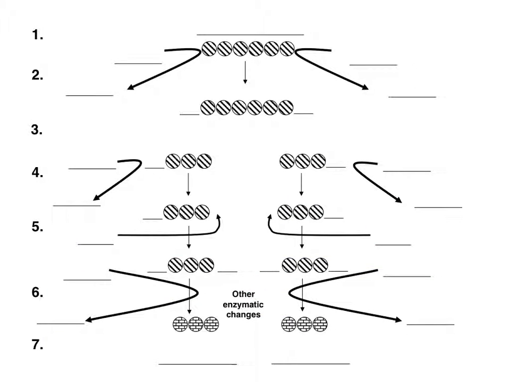Okay, grab this page of your notes and follow along. See if you can anticipate what each of these steps are before I say them. So we're in the cytoplasm, and glycolysis begins with one molecule of glucose. The next step is to burn a couple of ATPs.